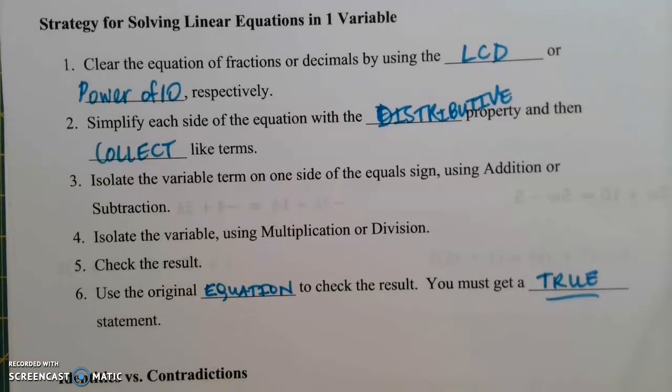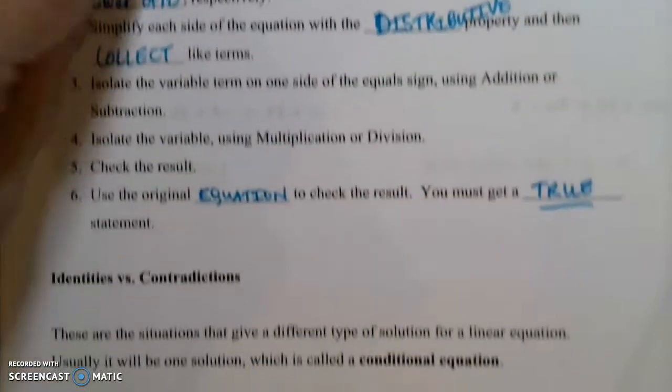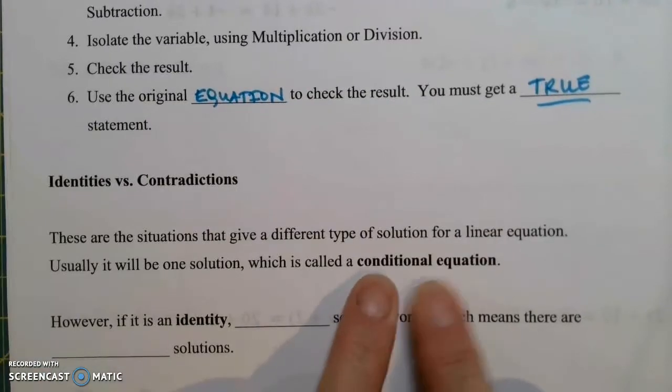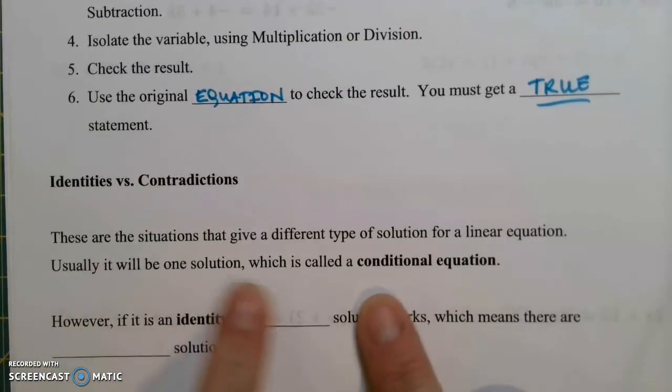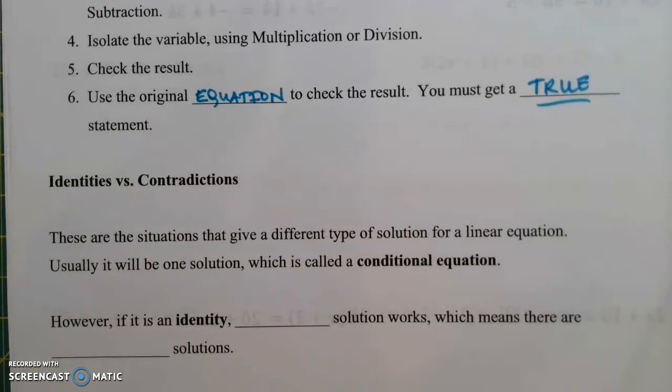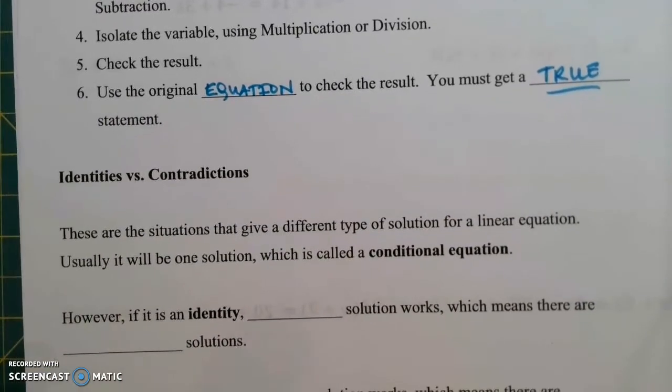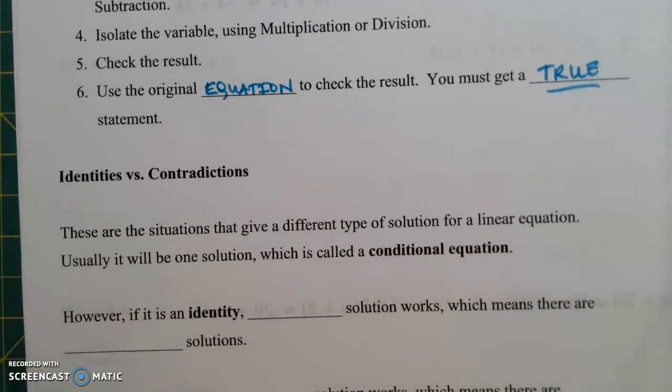Now, there are some special situations that we can run into when we are solving linear equations, which we really didn't touch on in Math 38 if you took that. We looked mostly at the situation where there is a single solution, and that is called the conditional equation. So pretty much you've been dealing with conditional equations if you just had Math 38. But there's these two other possibilities.